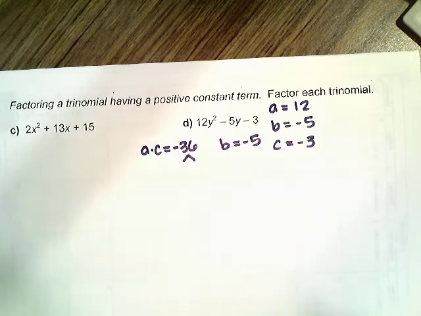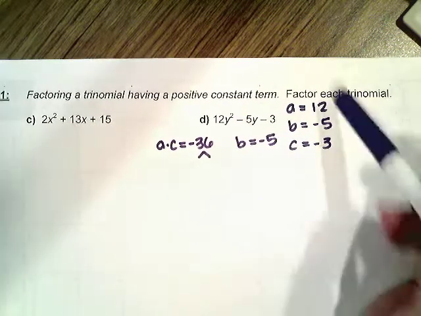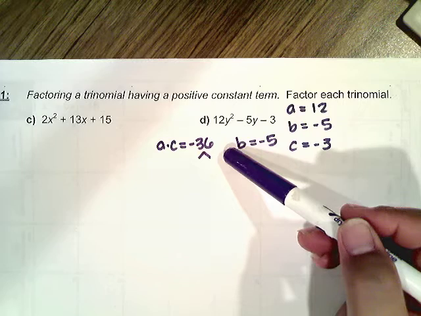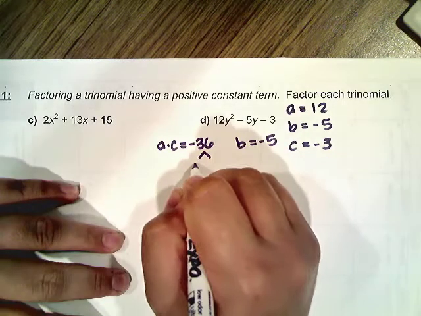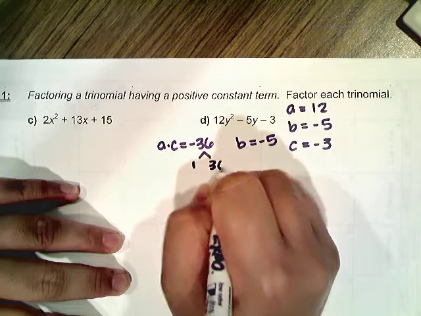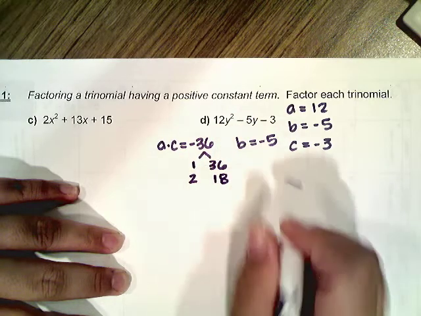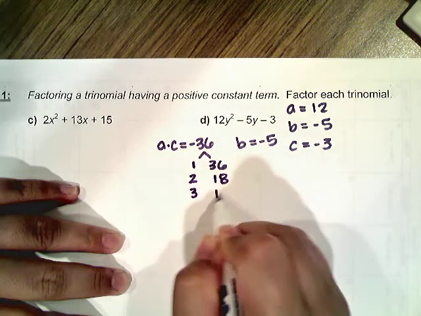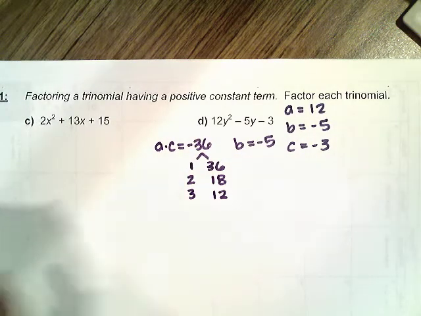Sorry for that interruption. Okay, so continuing with section 6.2 and 6.3, example 1, part D. We've identified our A, B, and C, and we are moving on to finding our factors of 36. So our factors of 36, again, we're going to put it in order, 1 and 36. We can divide it by 2, so 2 and 18. We can divide it by 3, so 3 and 12. Now, if you're unsure, just take your calculator, a little basic calculator.